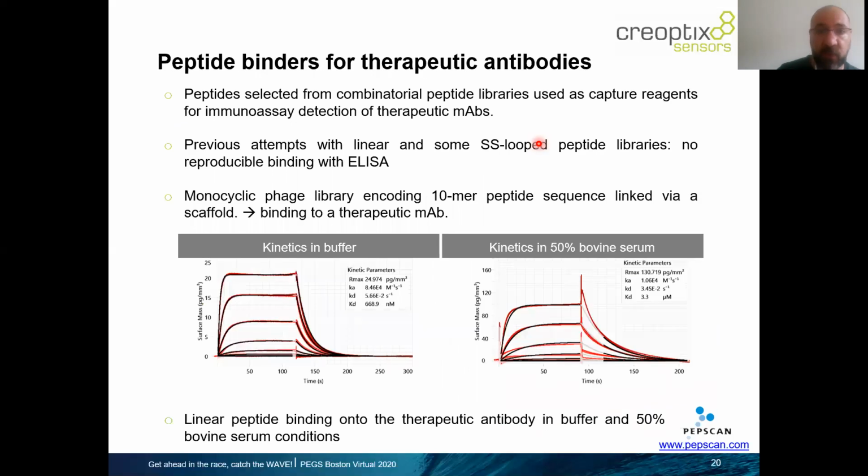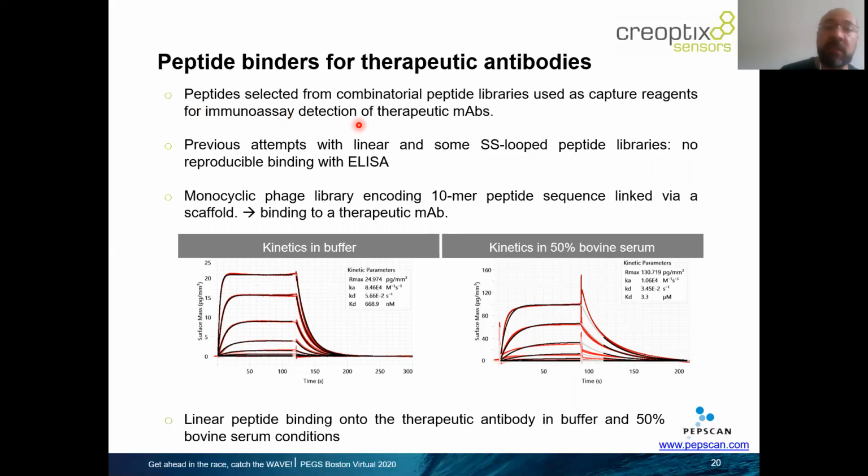I will start first with some peptide binders for therapeutic antibodies, and this is a collaboration with PepScan, which is a world leader peptide synthesizer. The story of this project started with them wanting to select some peptides and test them as peptide binders onto therapeutic monoclonal antibodies. They have developed a phage display platform for synthesizing peptide libraries.